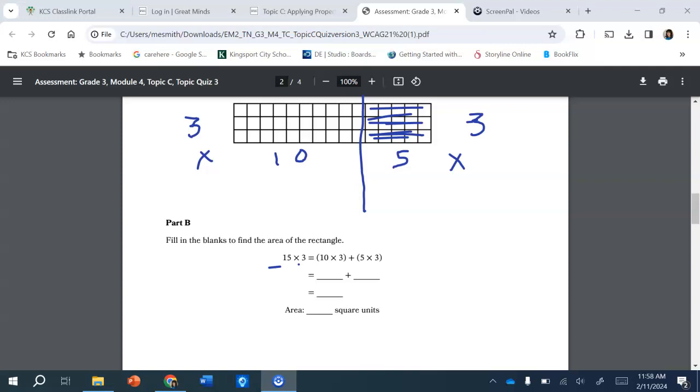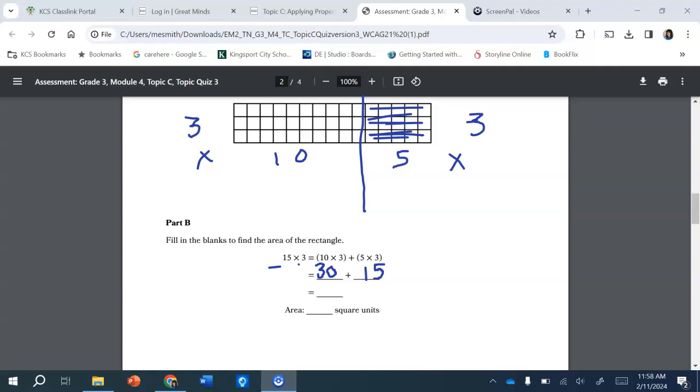If I have 10 times 3, that is 30. And if I have 5 times 3, that is 15. That is how many square units are in there. So I would have 5, 10, 15 if I counted all of those. I would have 10, 20, 30 if I counted all of those. Then we simply do what that symbol is telling us, that operation.